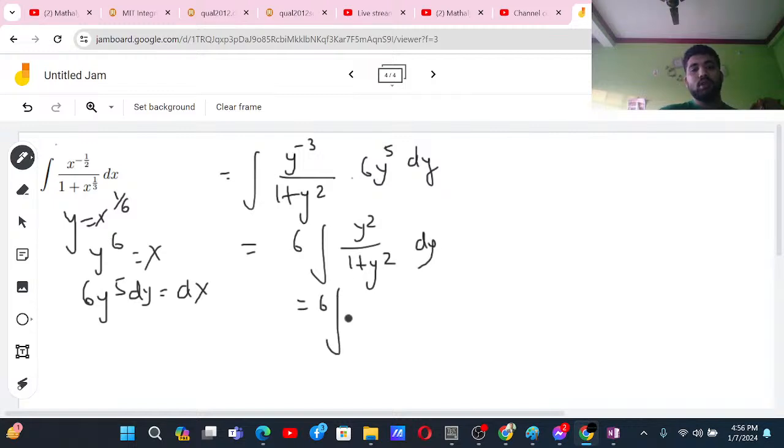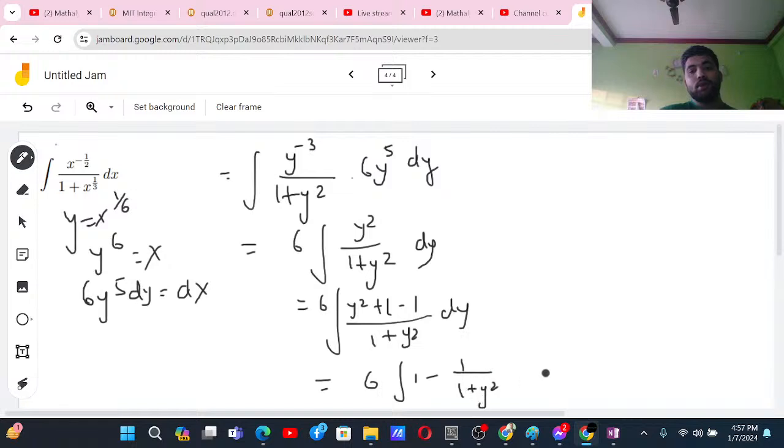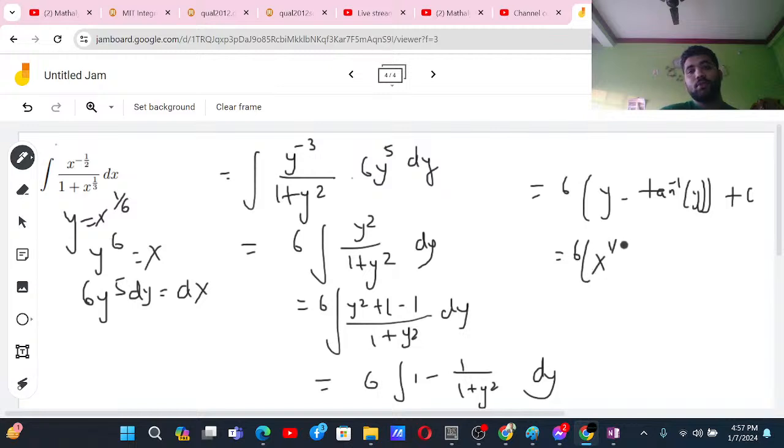That's 6 times y square plus 1 minus 1 by 1 plus y square dy. And that's 6 times the integral of 1 minus 1 by 1 plus y square dy. And that's 6 times y minus tan inverse y plus c. And now y is x to the power 1 by 6. So 6 times x to the power 1 by 6 minus tan inverse x to the power 1 by 6 plus c. That's the answer.